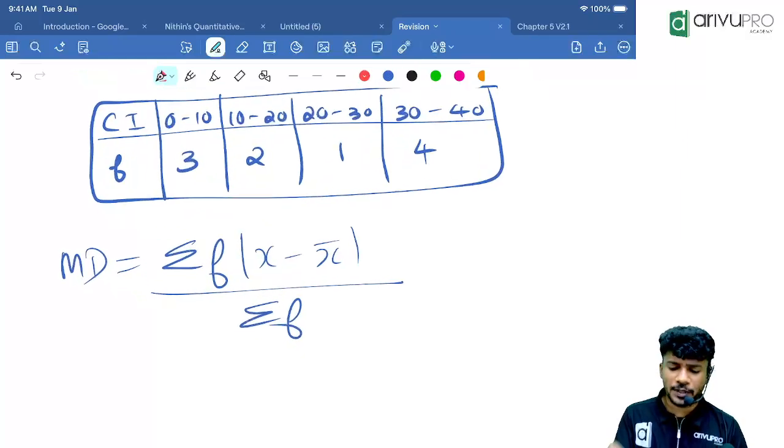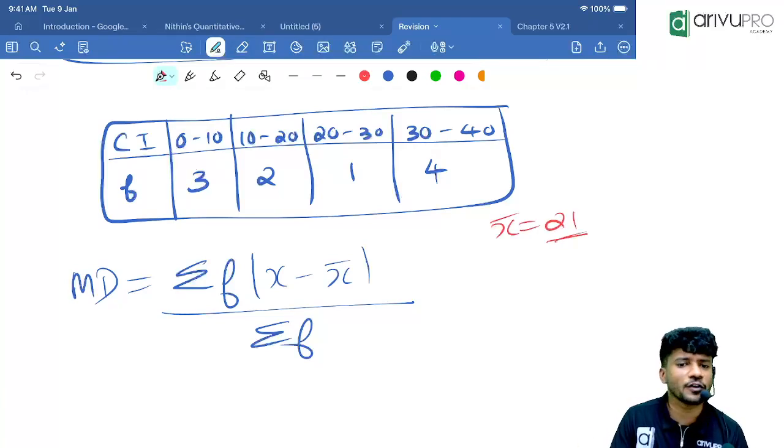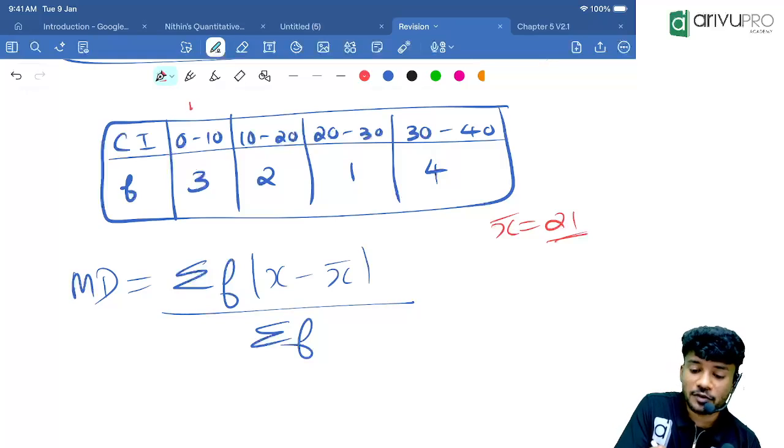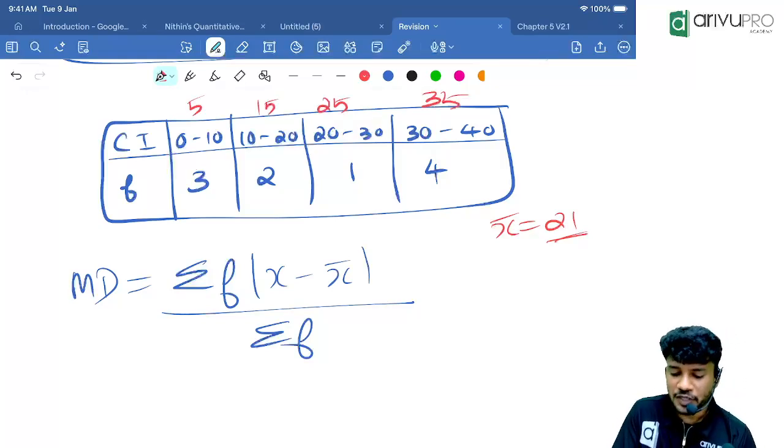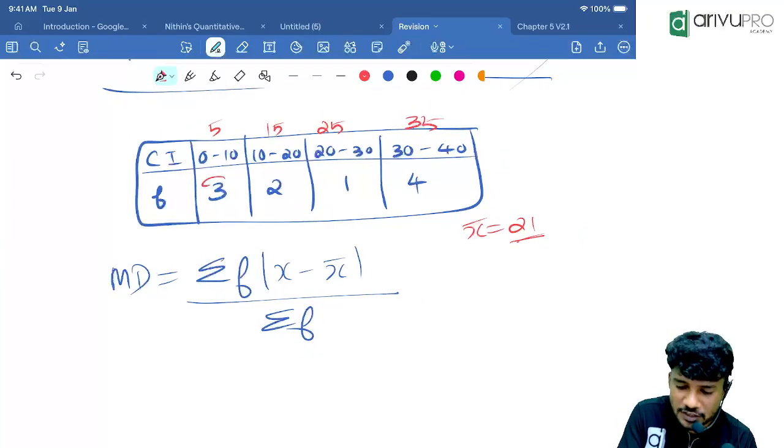Now over here, people, first one, do you remember x bar? How much was x bar? We found it in the calculator. How much was it initially? We found it to be 21. Then x values are 5, 15, 25, then 35. So we are going to find one by one x minus x bar.